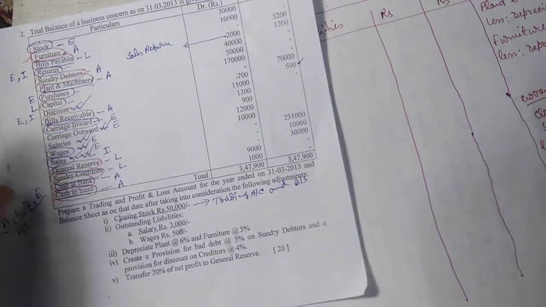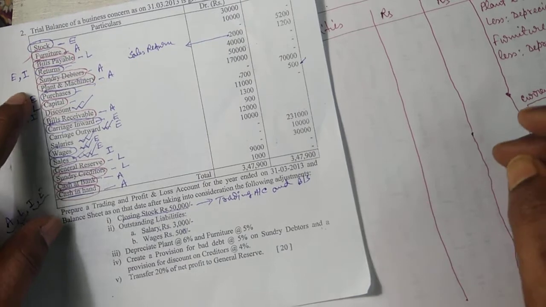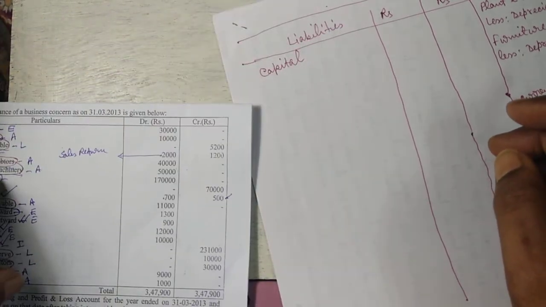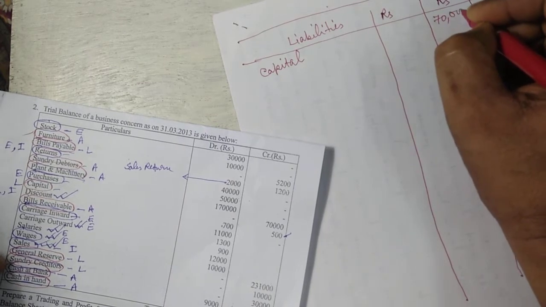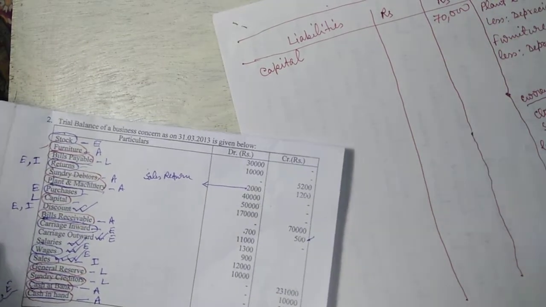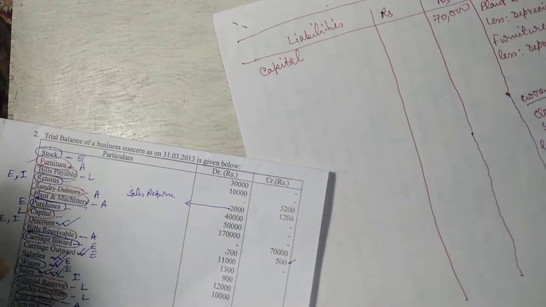Now, capital. What is the value of capital? Capital was 70,000. Next we write profit and loss account.